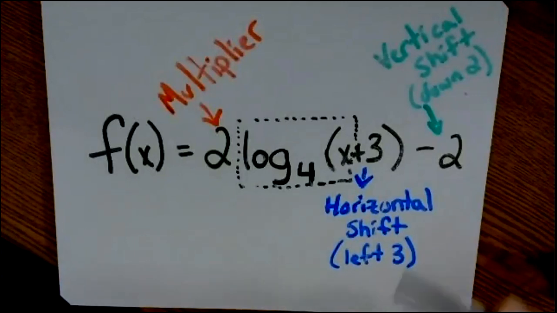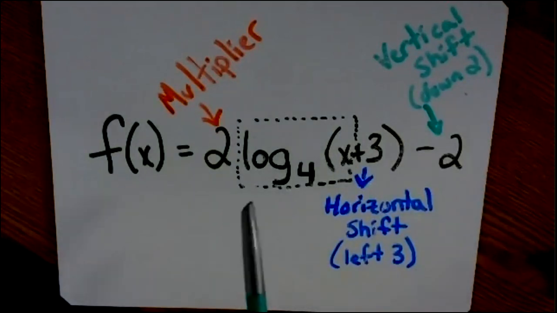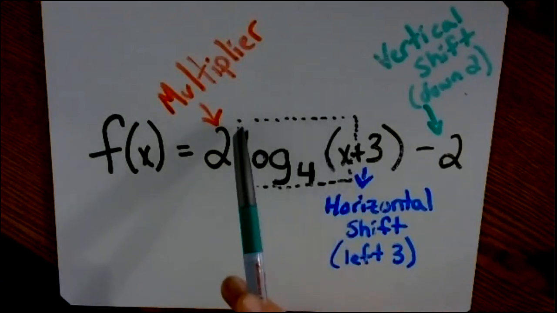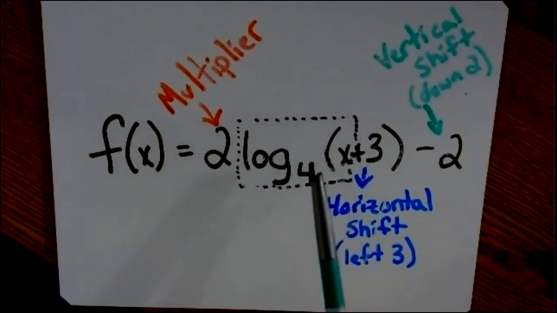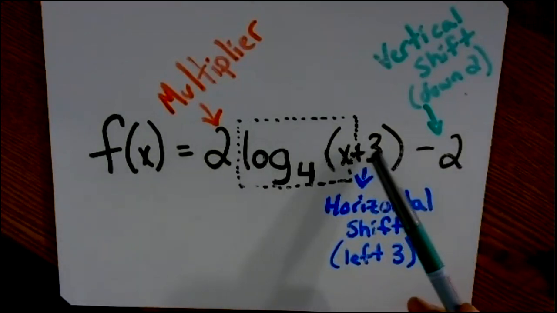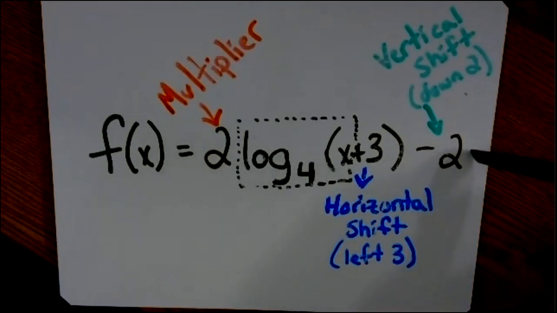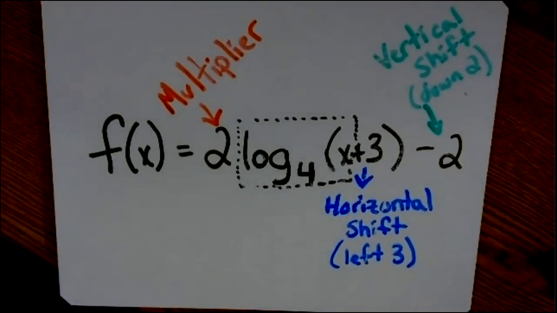So our base function here is 2 log base 4 of (x + 3) minus 2. You'll see I have it broken down into the pieces. We have our base function, log base 4 of x, and to that function we have a multiplier of 2 in the front as our a value. We have a plus 3 on the inside acting as our h, so we do the opposite of that and move it to the left 3 as our horizontal shift. And we have our k value on the outside, this negative 2, which will take it on a vertical shift, moving it down 2.